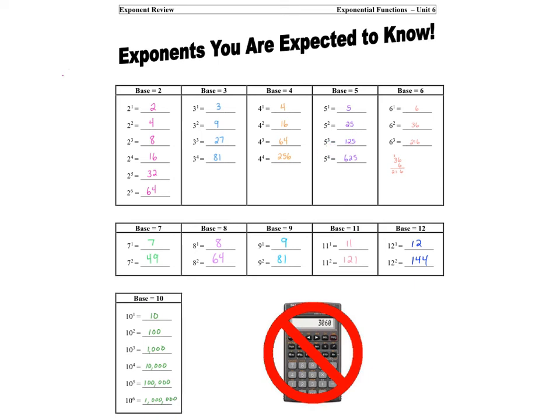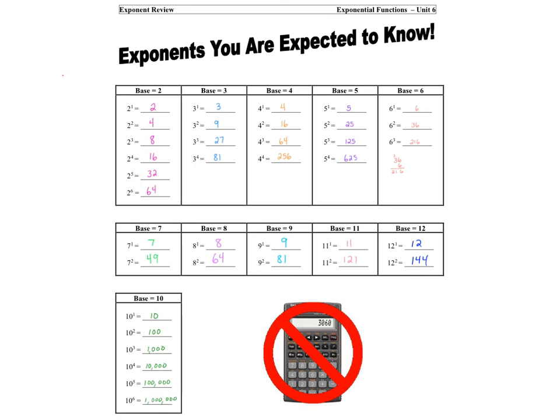As well, we might be asking a question, 3 to what exponent makes 27? So then you'd have to know, all right, 3 to what exponent makes 27? So that would be 3 to the 3. Or you might be asked, 2 to what exponent makes 32? So then you would need to know this one. 2 to the exponent 5 would make 32.